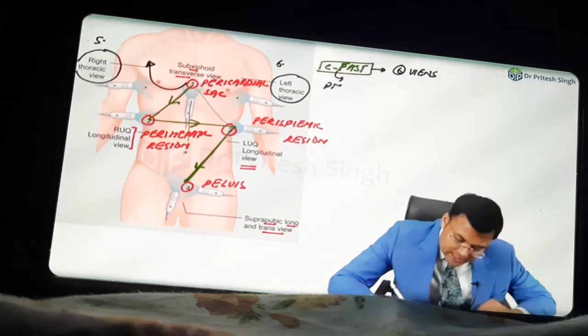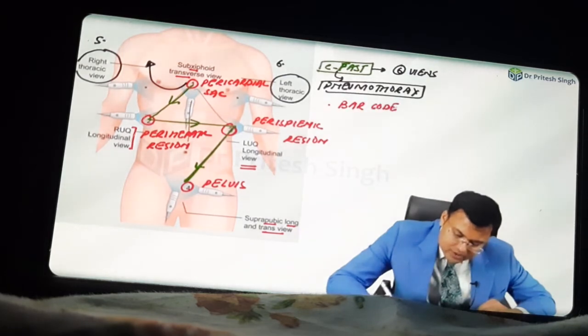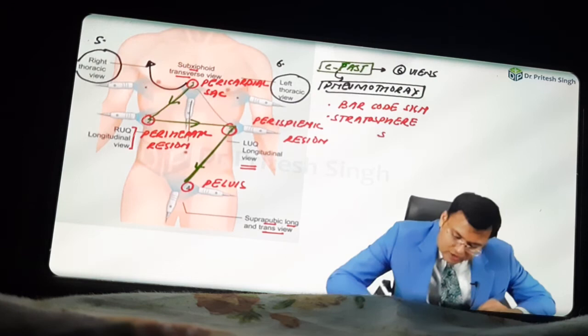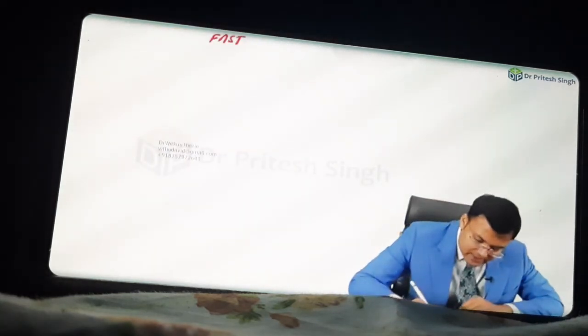And in pneumothorax, on E-FAST, there is the barcode sign, also known as the stratosphere sign. So this is seen on E-FAST. FAST has replaced DPL. So what is this DPL? This is diagnostic peritoneal lavage.